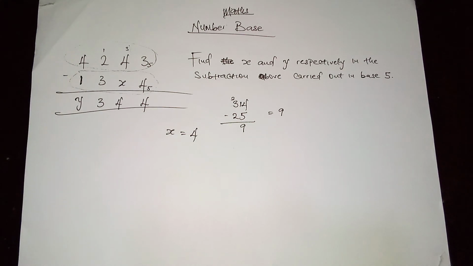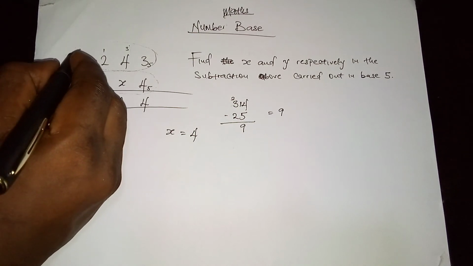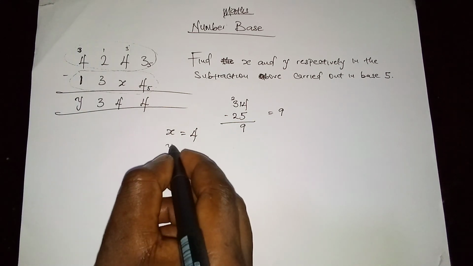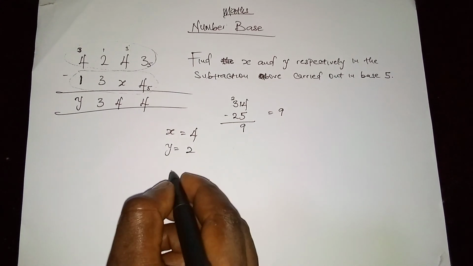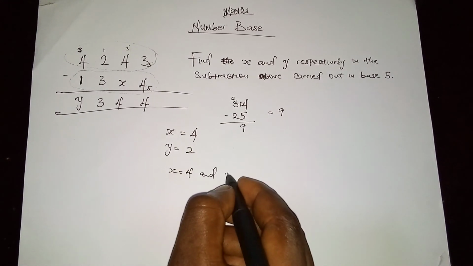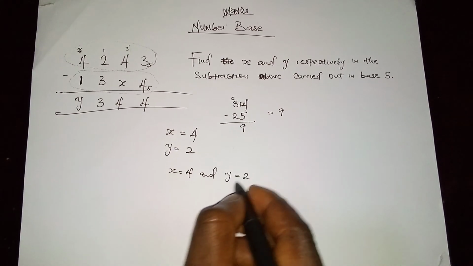So remember that we borrowed 1 from this place. Let's continue. So what we have here is what? 3. We have borrowed 1 from this place. What we have left is 3. And then 3 minus 1 will give us 2. So the value of y is equal to 2. So x is equal to 4 and y is equal to 2.